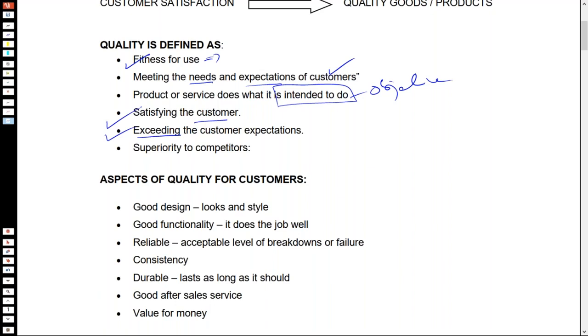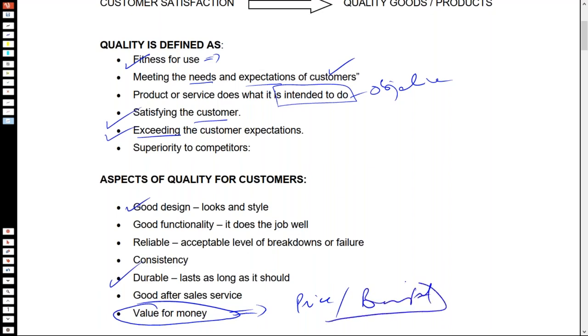And the second thing is that quality is perceived differently by everyone. For some people, it is good design: if the product's design is good, if it is stylish, that is considered quality. For some people, it is durability. For some people, it is value for money, the price they are paying and the benefit they are getting. So there are a lot of things you need to consider when it comes to quality.